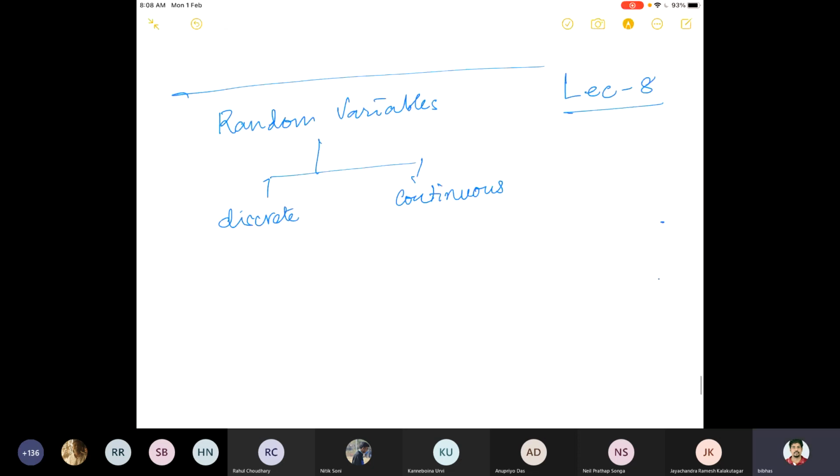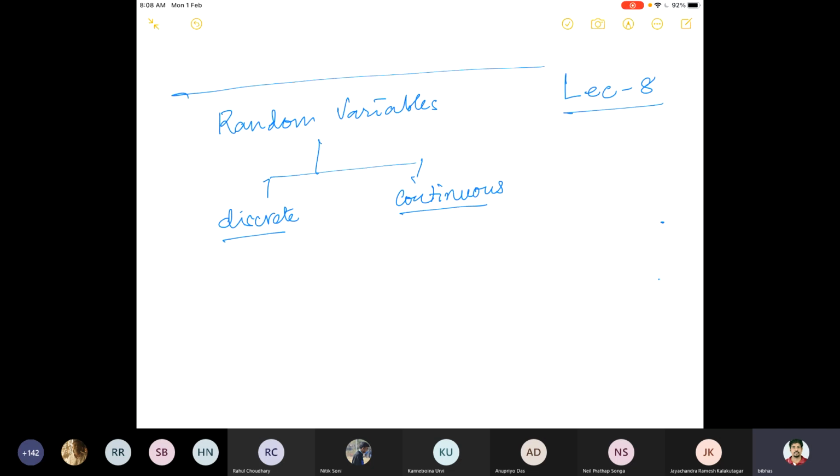And we said that in order to deal with a discrete sample space, or a random experiment in which the number of possible outcomes is discrete, meaning it is either finite or countably infinite, then you call it discrete. Otherwise, if it is uncountably infinite, so the sample space is continuous, then the corresponding random variable is also called a continuous random variable.